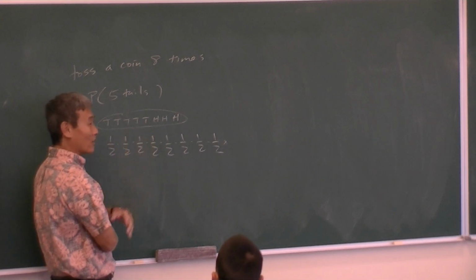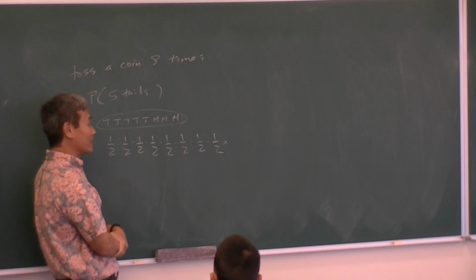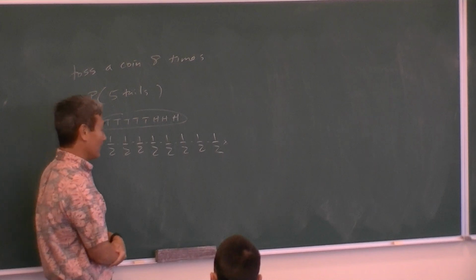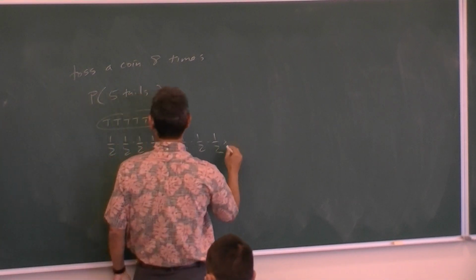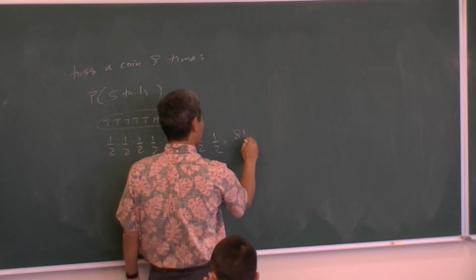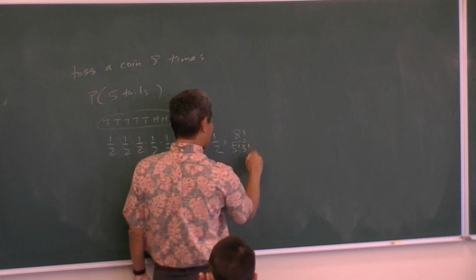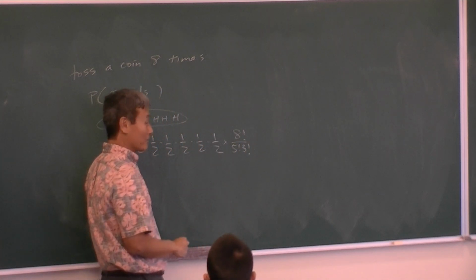It's like an 8-letter word. How many 8-letter words can you make with 5 T's and 3 H's? 8 factorial over 5 factorial, 3 factorial. But isn't that the same thing as 8 choose 3 or 8 choose 5?